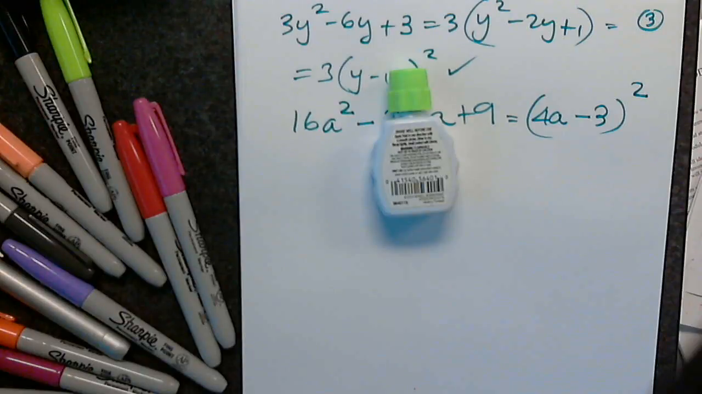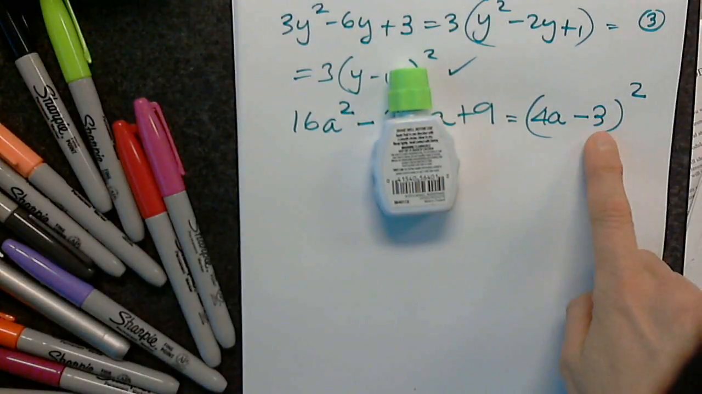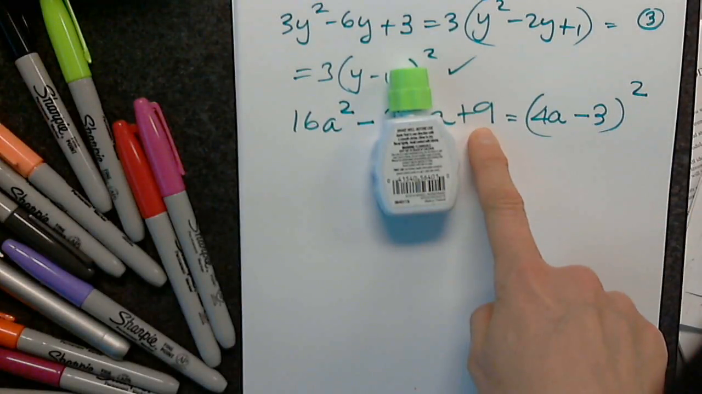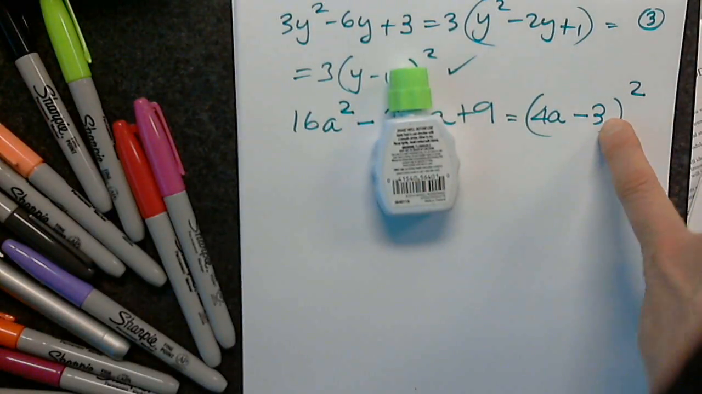First term squared. Minus 2 times the first times the second. How much is 2 times the first times the second? 2 times 3 is 6. And 6 times 4a is 24a. The order doesn't matter. Plus the second term squared, 9.